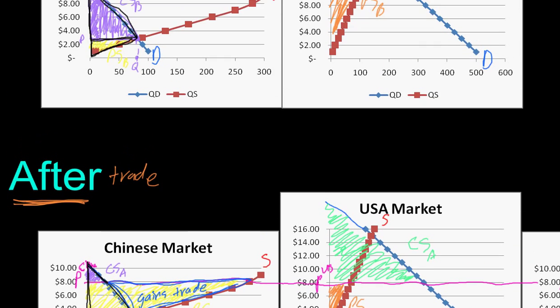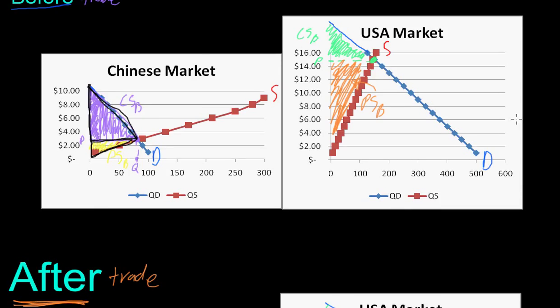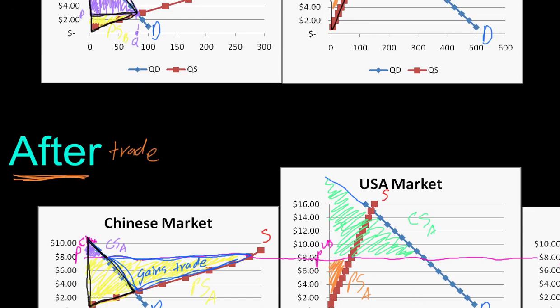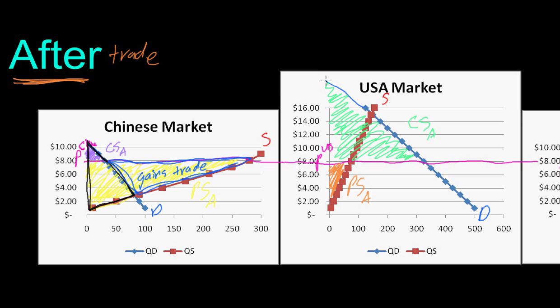So we're going to go up here and look at the USA, and we're going to see that their total surplus before trade was this triangle that I'm outlining in black right here. And if we go down to the after scenario, we still see that the US has that same exact amount of total surplus, but they also gained from trade. They gained this whole triangle. So this is the US gains from trade, and I'm just going to write gains here. So both China and the US are better off for trade, and here's how.